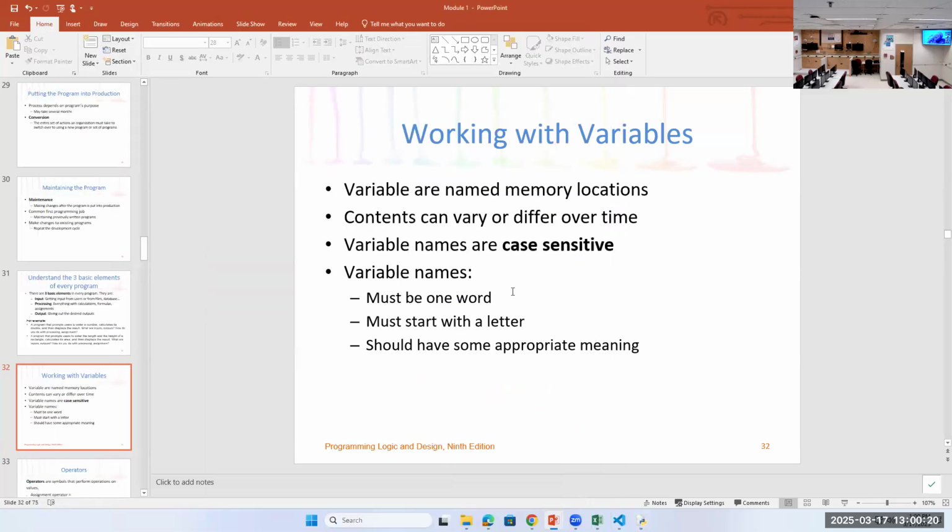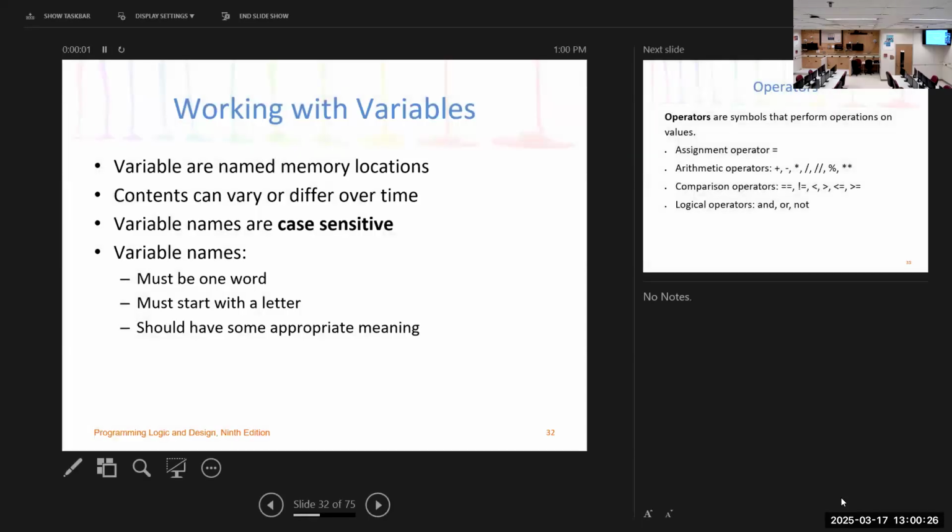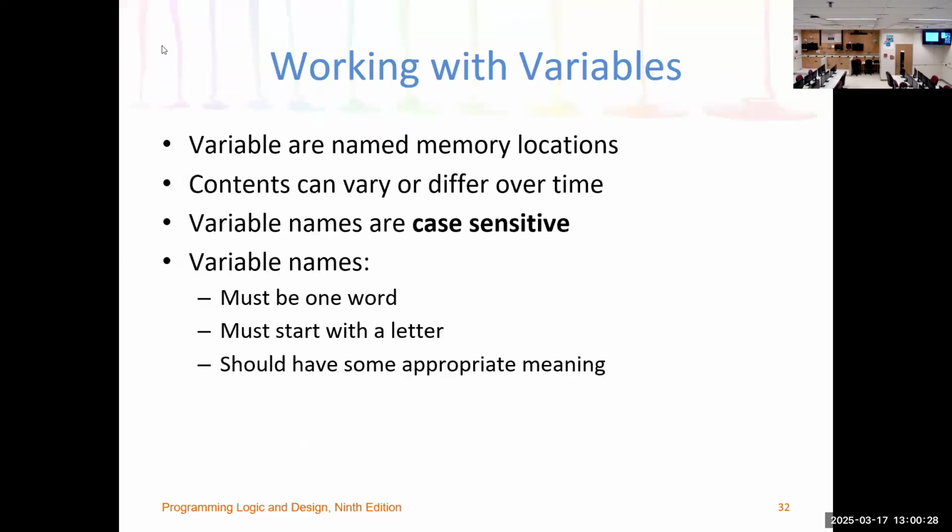Okay, so now about the definition of variable. They are named memory locations, and their content can vary or differ over time. And remember, variable names are case sensitive.